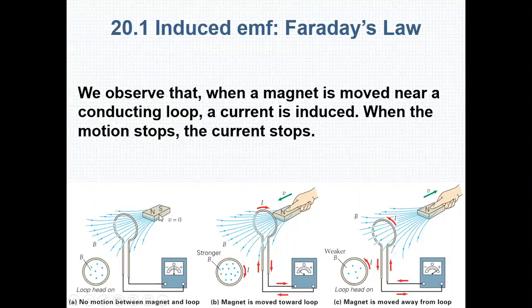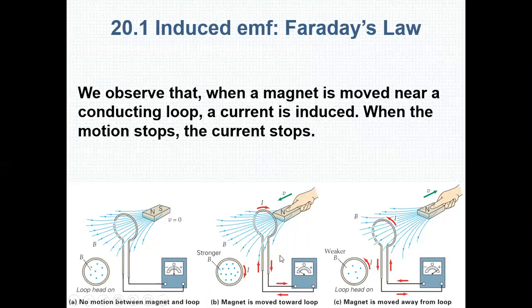So, in this first case, the velocity of this bar magnet is zero, so it is not moving. And this loop, the conducting loop, is also not moving. If both of them are not moving, we can't see any induced current in the galvanometer, right? No motion between magnet and loop.